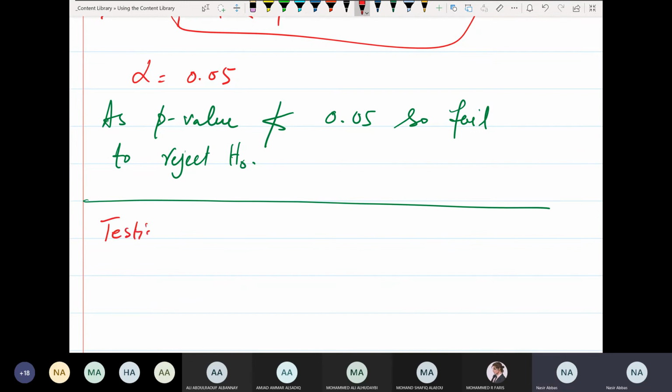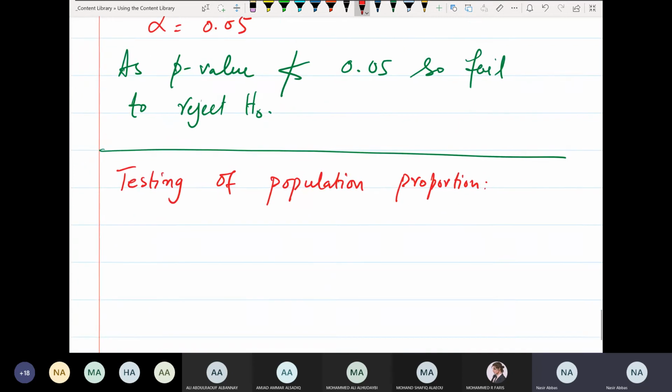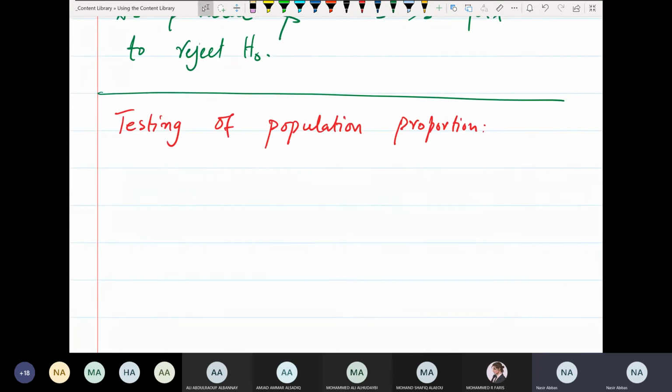Testing of population proportion. If you remember, we made the confidence interval for P also. That was P hat plus minus Z alpha by 2 times square root of P hat into 1 minus P hat over n. So we can also test the hypothesis regarding population proportion.